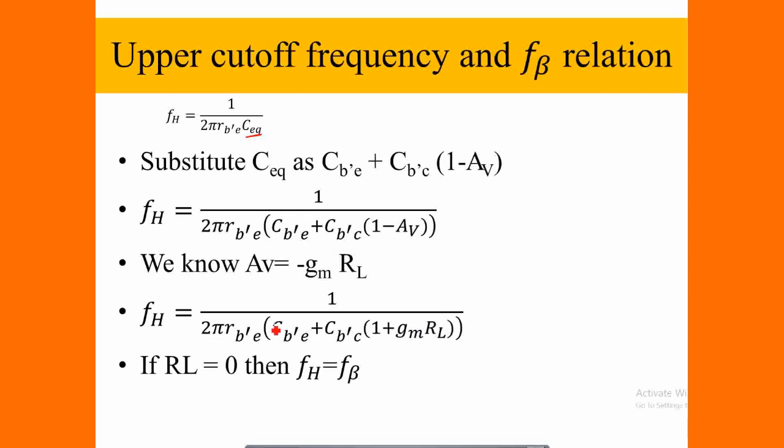Then fH is equal to 1 by 2 pi rb'e into Cb'e plus Cb'c into 1 plus gm into RL. If RL equal to 0, then the corresponding fH becomes f beta. It means if the load has been short circuited, then the upper cutoff frequency is equal to f beta.